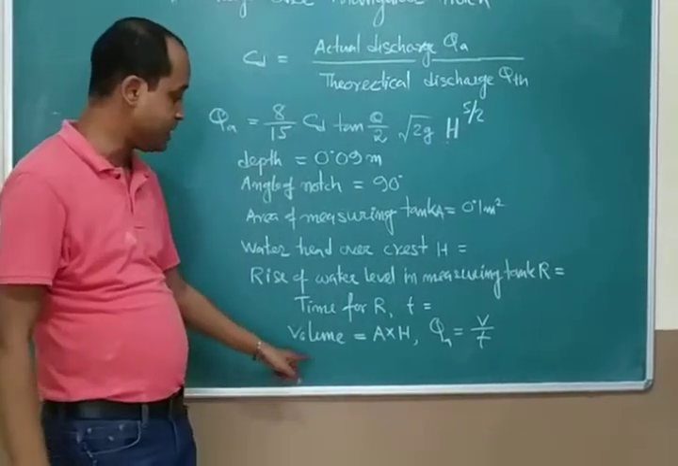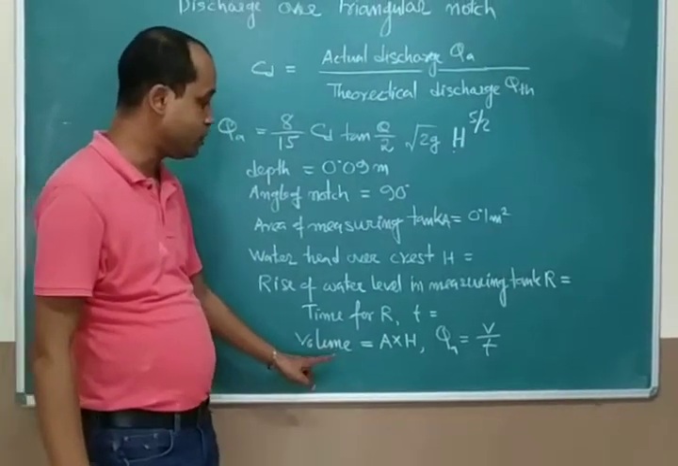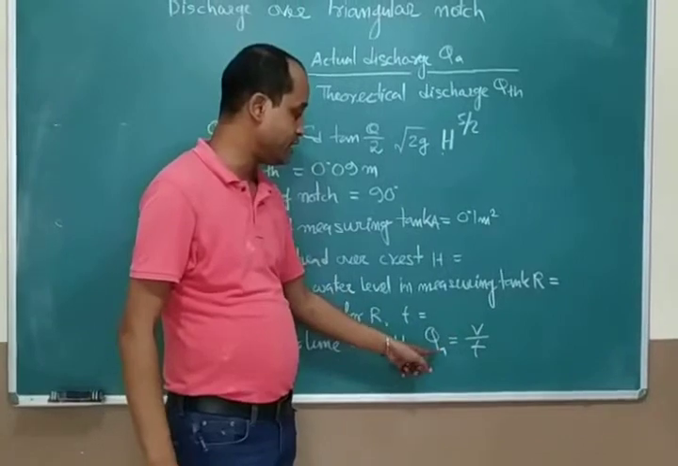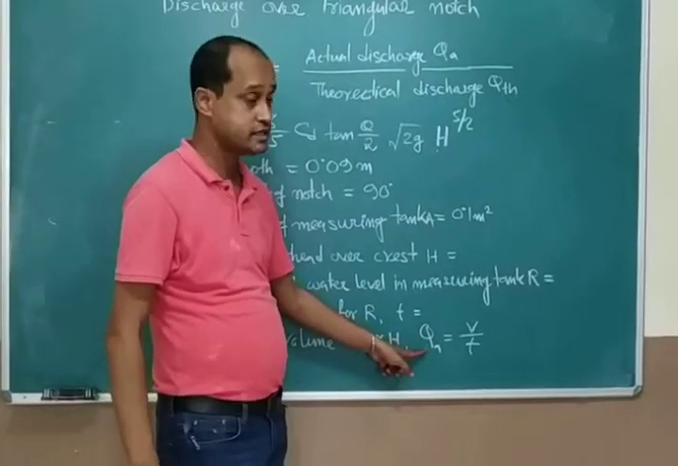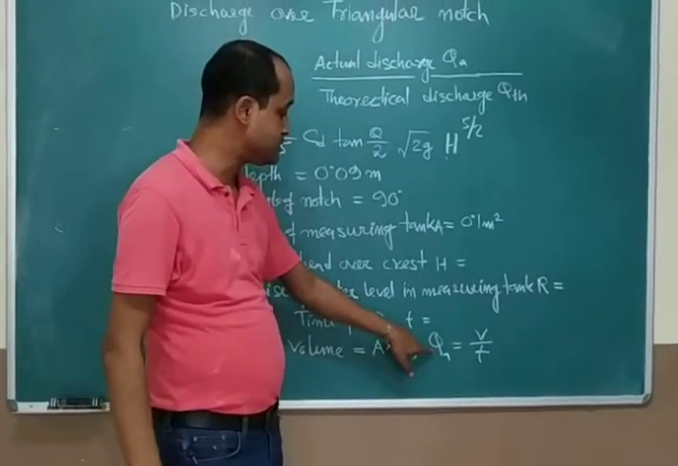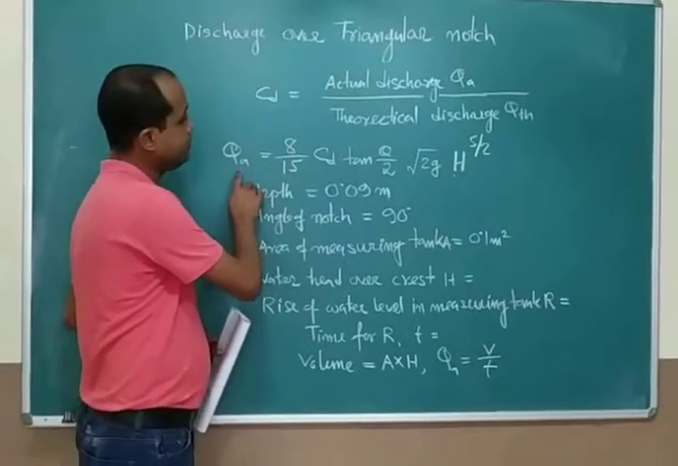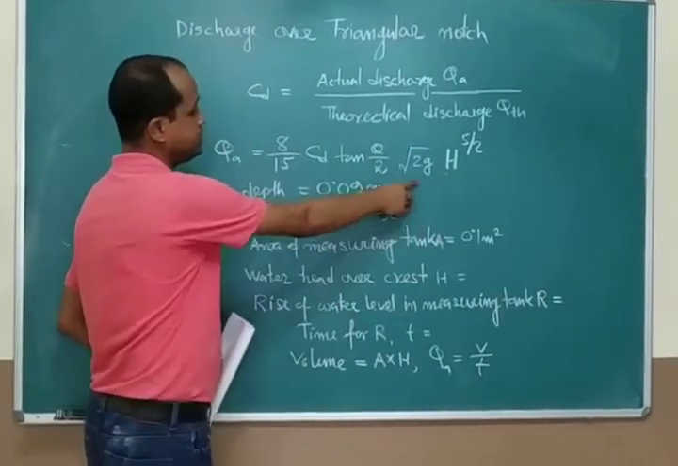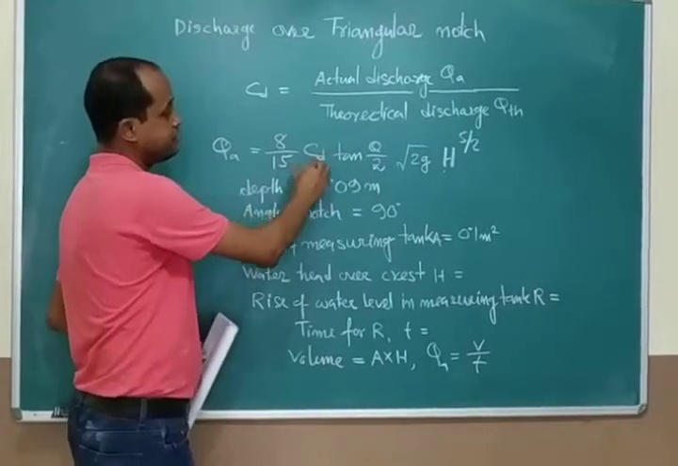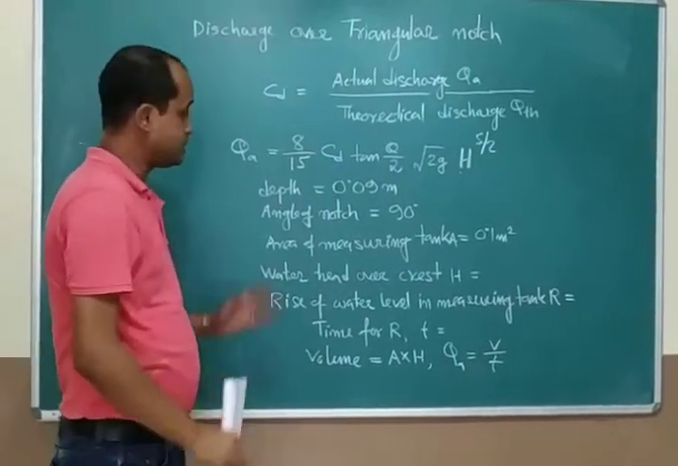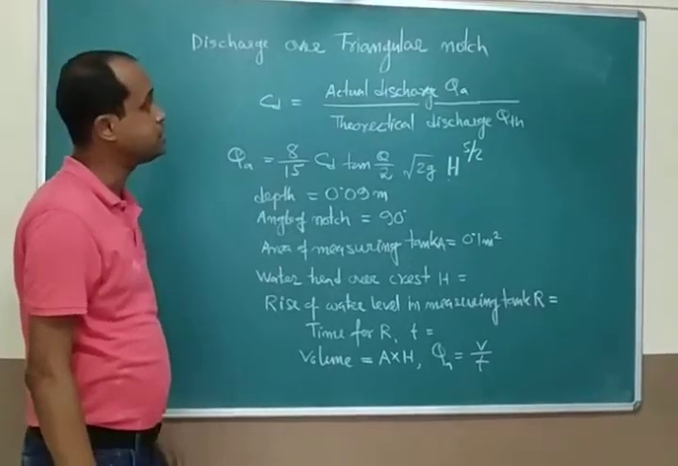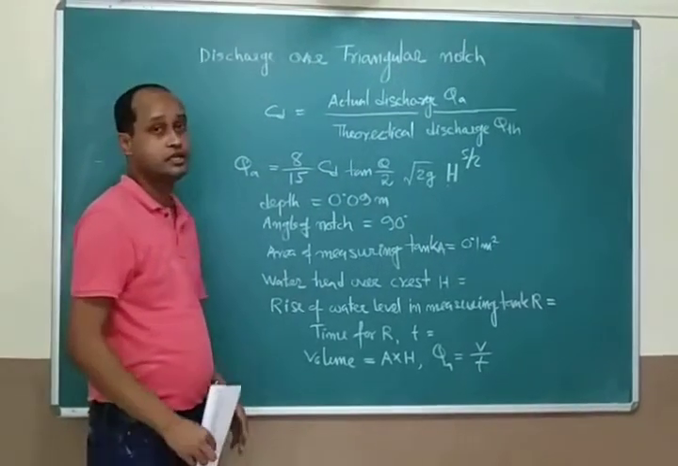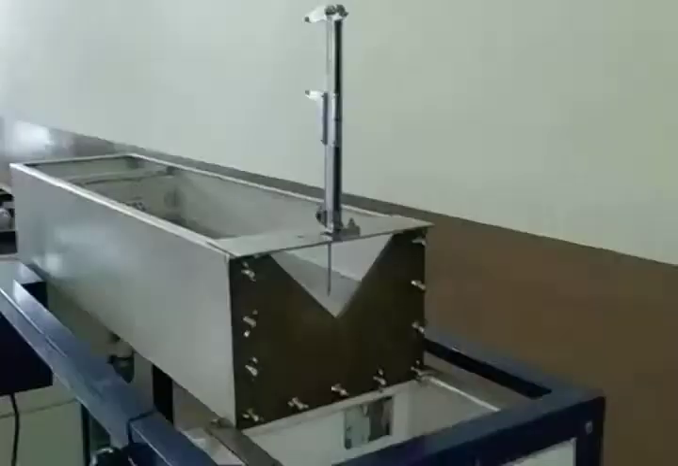After that, we have to find out the volume. From the volume, we can easily find out the actual discharge. So after putting the value of discharge Q here, theta is known, H is known, g is known, then you can easily find out the Cd. So that is the basic formula for the triangular notch. So let's do the experiment.